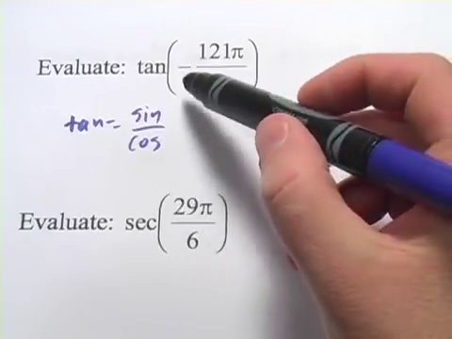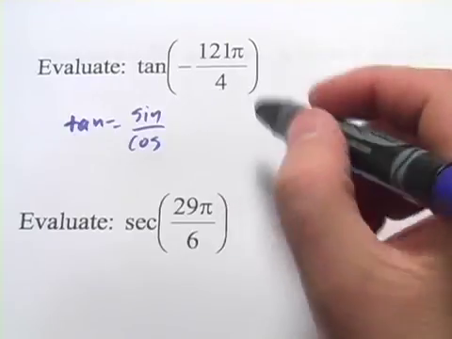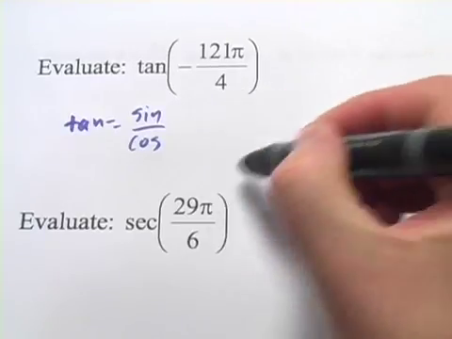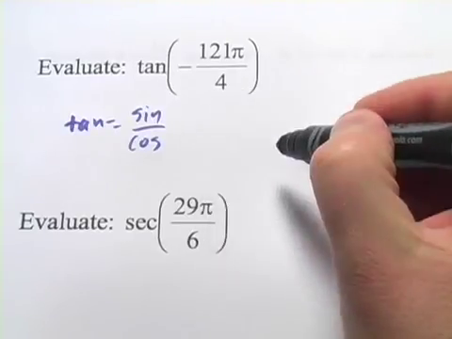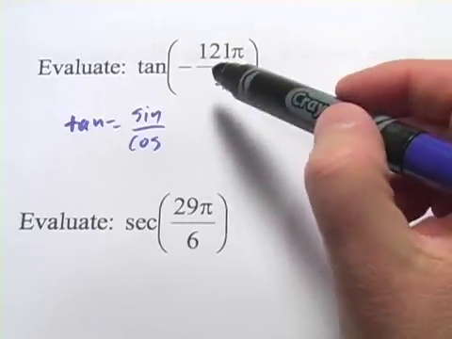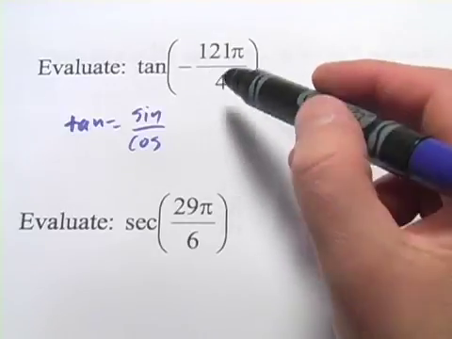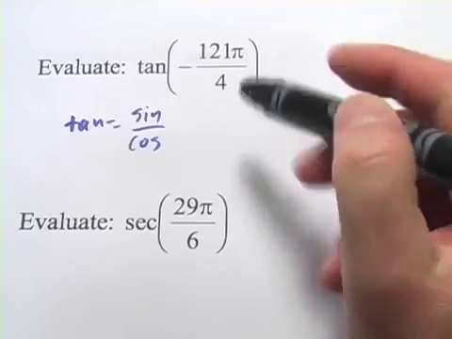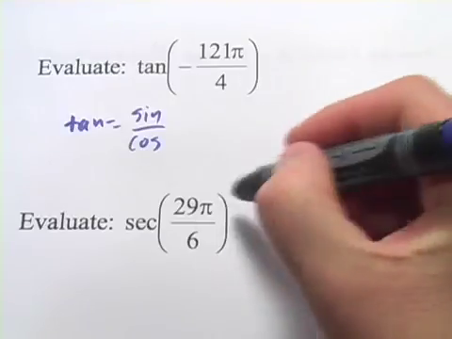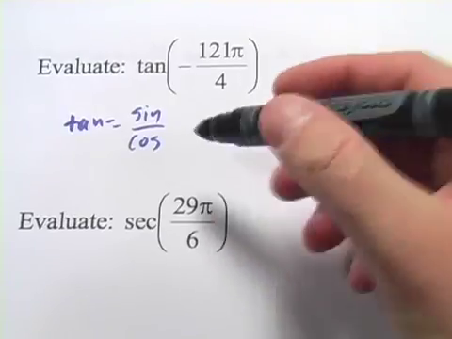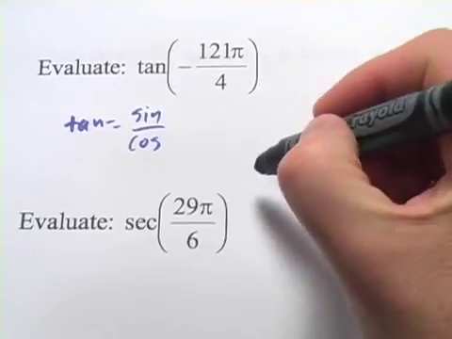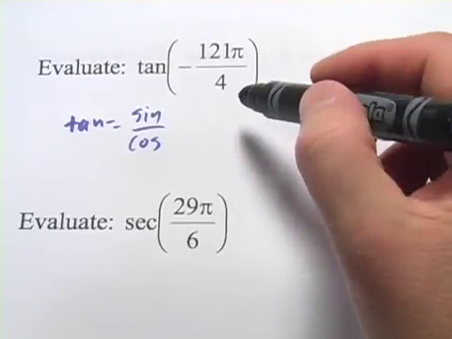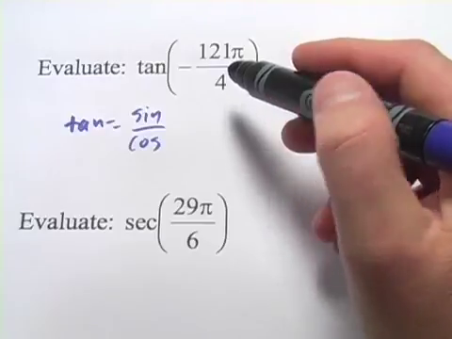So we can figure out tangent if we get the sine and the cosine. The other thing we've got going on here is a negative number. And all that means is that instead of going around the circle this way, we're going to go around the circle this way. And then the other thing is we've got this huge number, 121 pi over 4. Well, that would send us around and around the circle more than once. So the way to think about this, all the way around the circle is 2 pi.